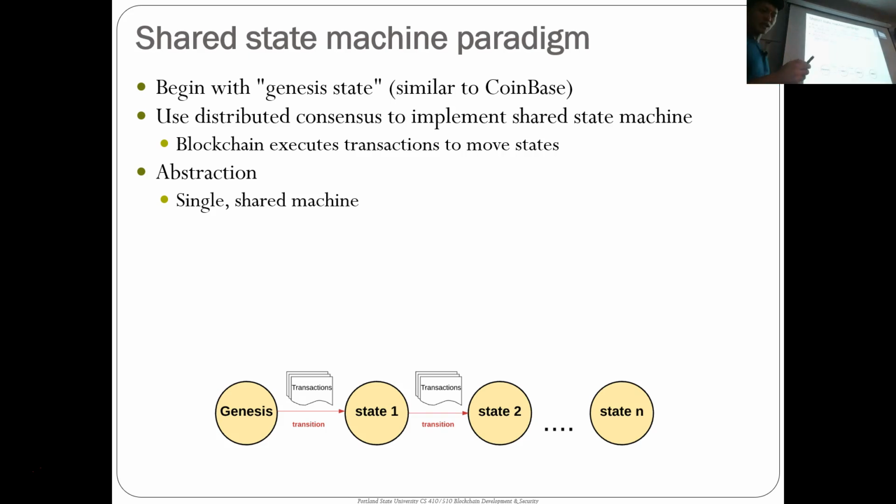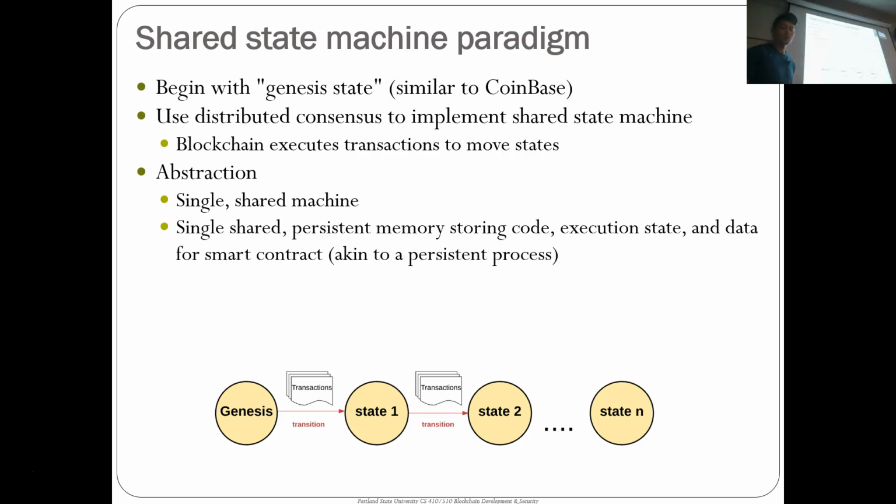So single shared machine, single shared persistent memory storing the code and any of the variable values that you have. So if you're using a variable to keep track of your balances, that can be stored on the blockchain across all the nodes.